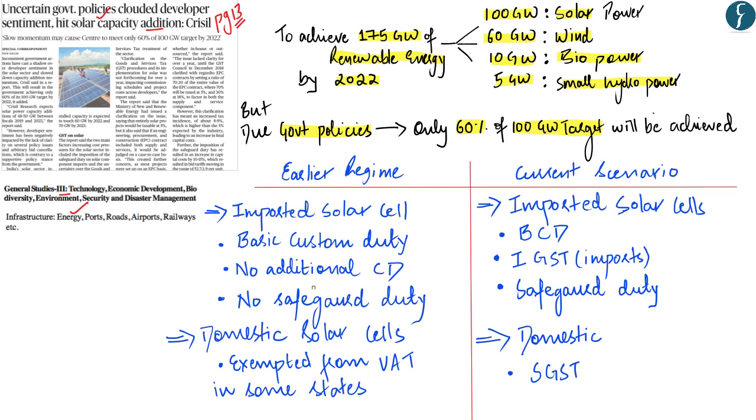This article is highlighting two main concerns related to government policy. One is regarding the imposition of the safeguard duty, and the second is the impact of GST on the solar projects.